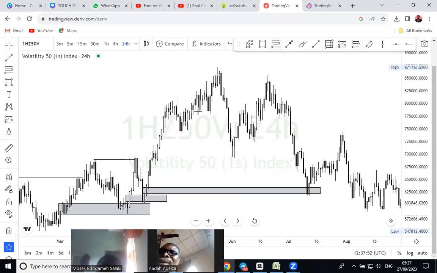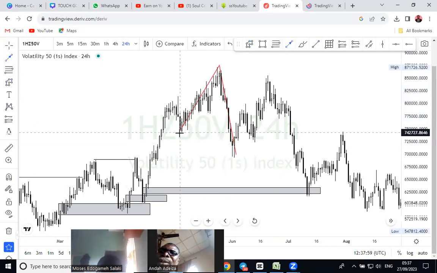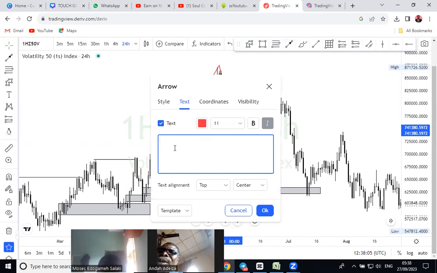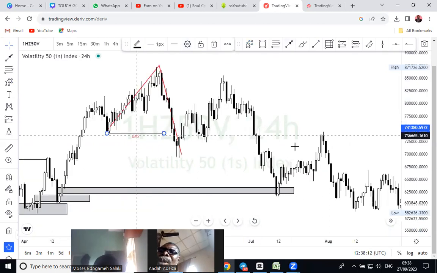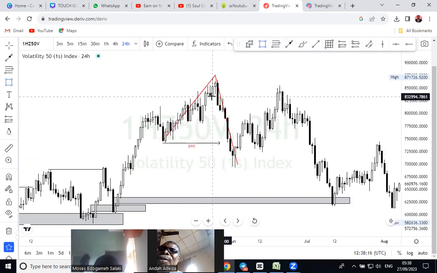Because when price got to this zone, look at it, price broke structure, changing the trend now to a bearish trend. Is that correct? Yes. Price started selling from there. So when price started selling after it broke structure, where do you want to sell? Only at this gap that is here.